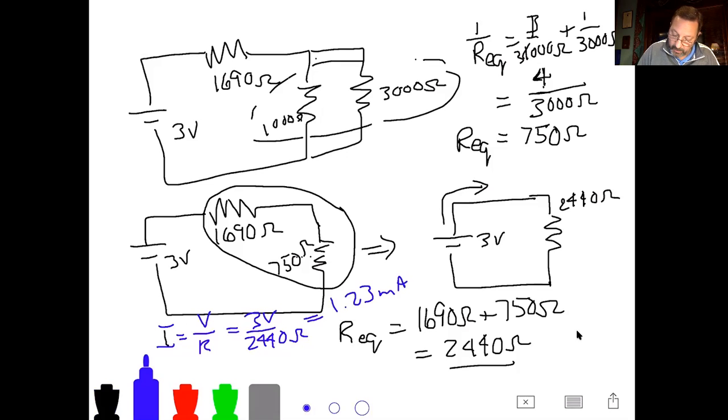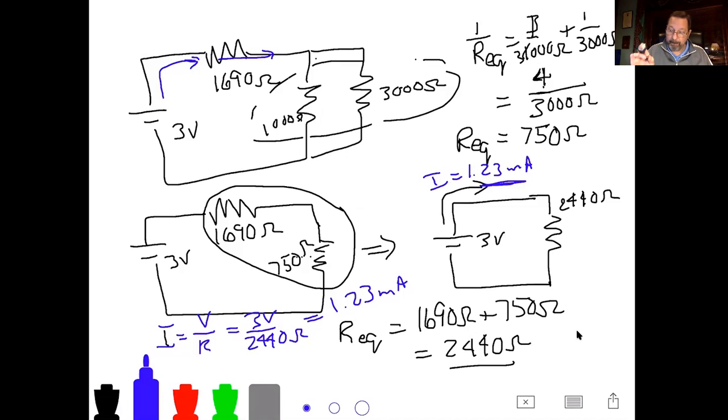Okay, so that must be the current right there, 1.23 milliamps. So I guess the question is now, what is the current in the 1690 ohm resistor? And the answer is 1.23 milliamps, right? It leaves the battery. It has no place else to go. It all goes through that resistor, and that's true.